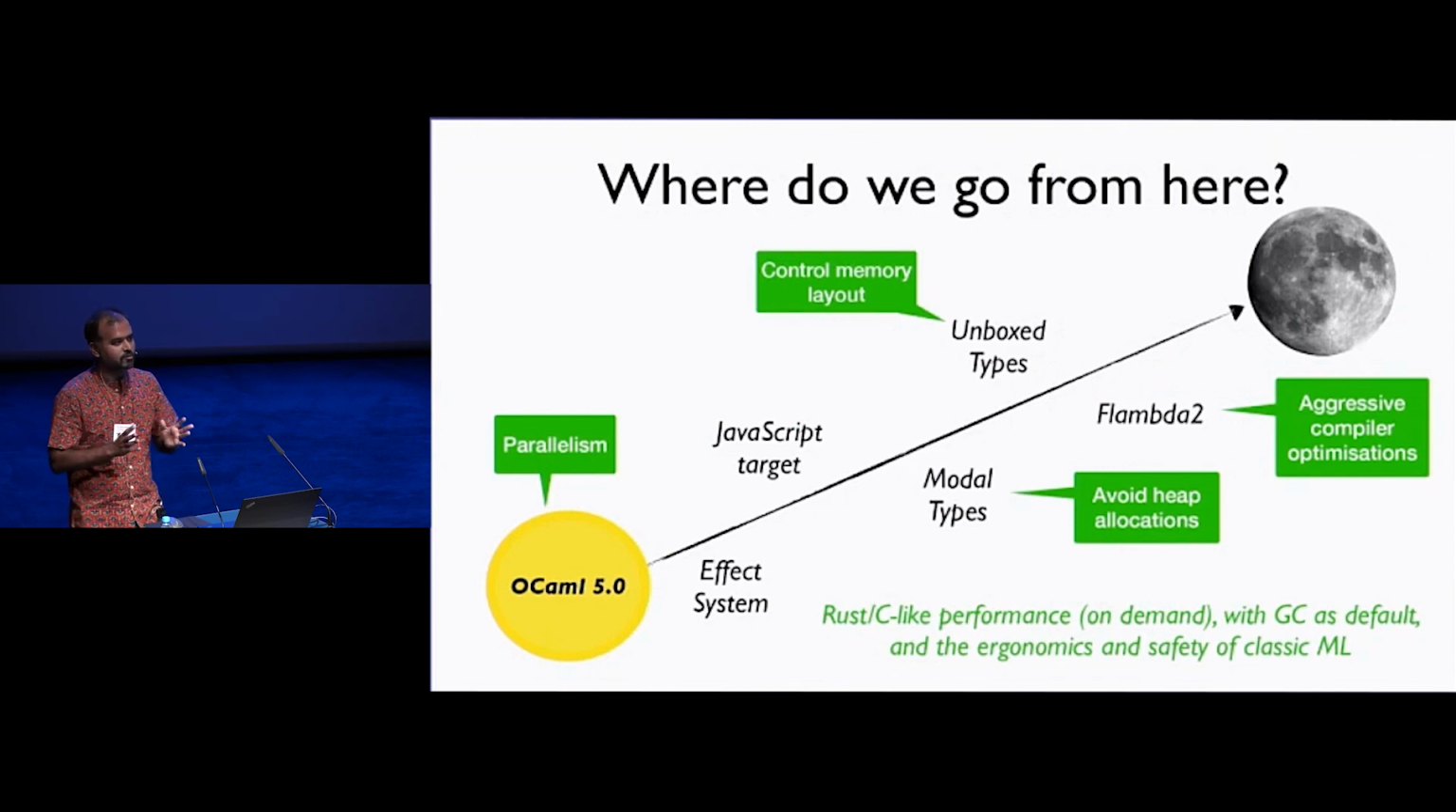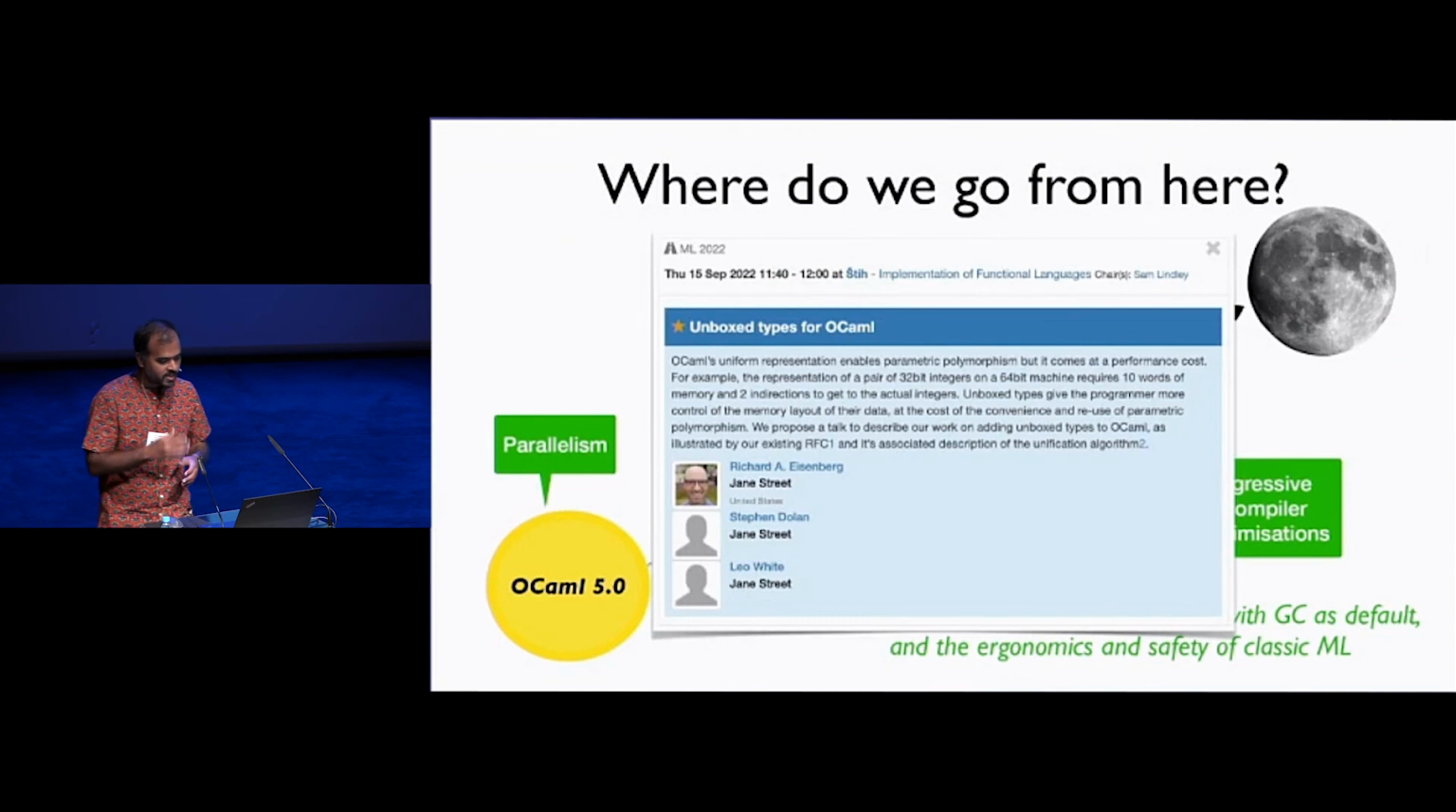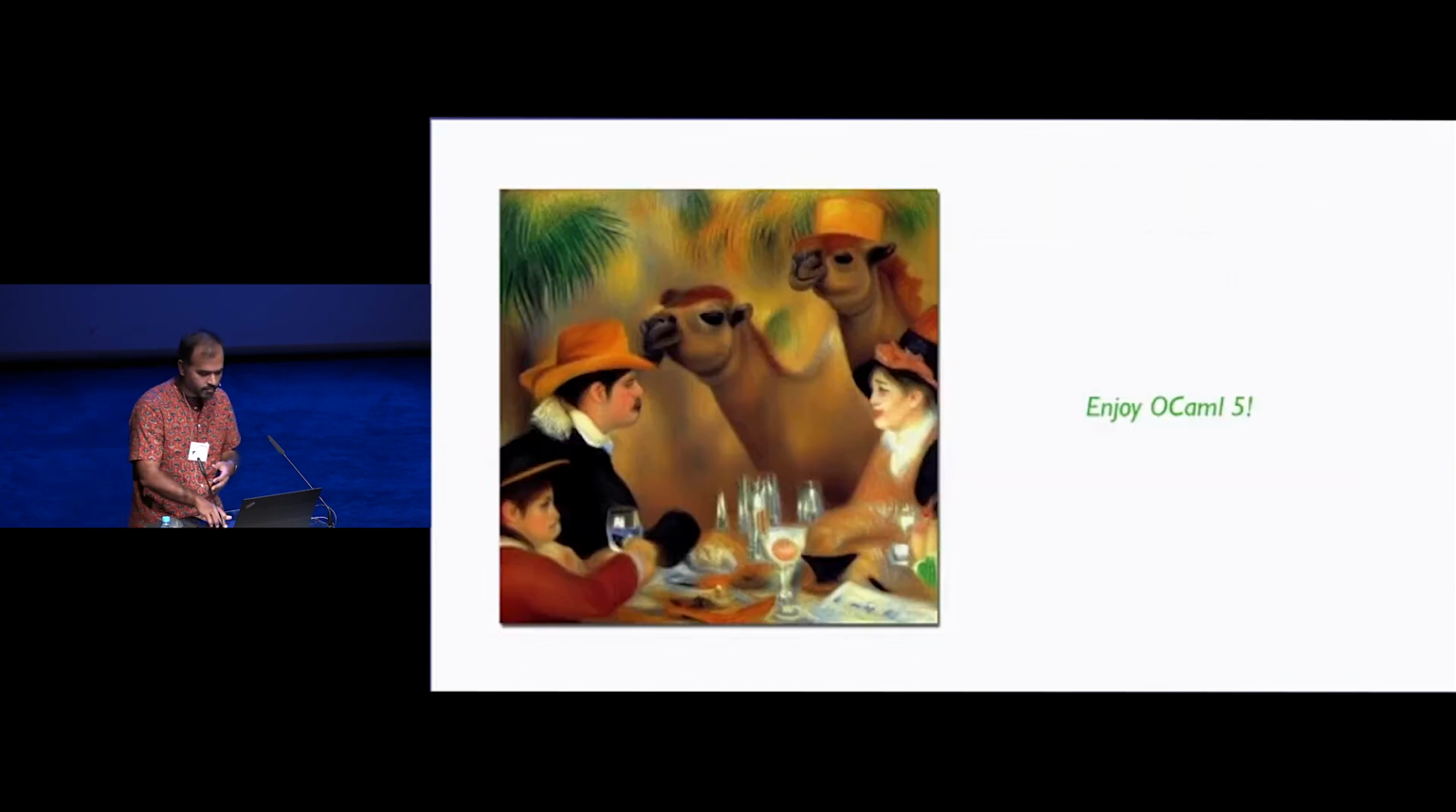Overall, right, OCaml is getting a lot of performance-oriented features that are currently being developed or in development, including parallelism in OCaml 5, avoiding heap allocations through modal types, unboxed types, which lets you tightly control the memory layout, and flambda2, which is an aggressive optimizing compiler for OCaml. And when all these features land, right, OCaml would be a language where you can have Rust or C like control and performance while having GC as a default and have the ergonomics and safety of classic ML. I'd be excited to see what we can actually build with this language. So Richard Eisenberg, Stephen Dolan, and Leo White are talking about the unboxed types work at the ML workshop tomorrow. With that, I'll stop here and enjoy OCaml 5.